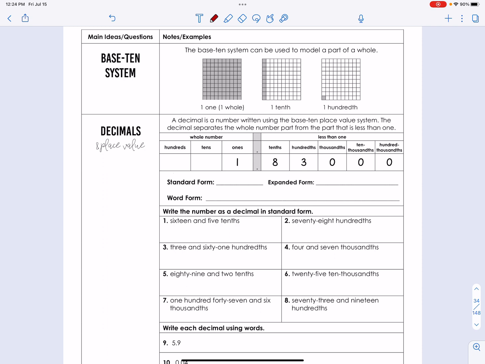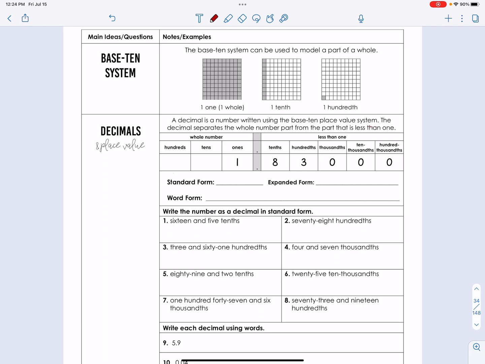A base 10 number system, that's what we live in. We live in base 10, so one whole, it shows you 1/10, they're showing you as a tenth of it, 1/100th, and then 1/1000th, we could keep going, okay? So a decimal is a number written with base 10 value. The decimal separates the whole number from the part that is less than 1, okay?